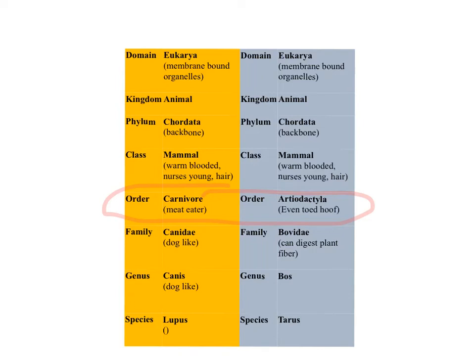When you name them, their scientific name, Canis lupus would be the wolf's name, and then Bos taurus would be the cow or the bull's name. So you just use the last two. You don't use all of that. So that's kind of how that works.